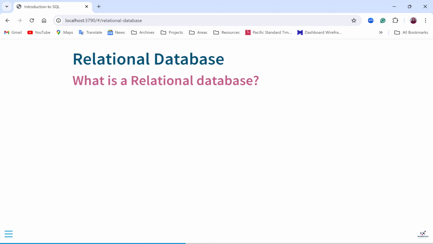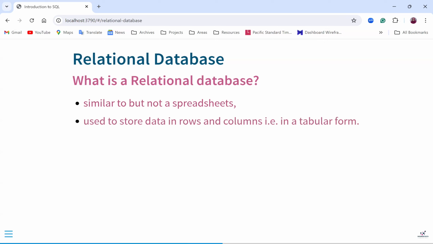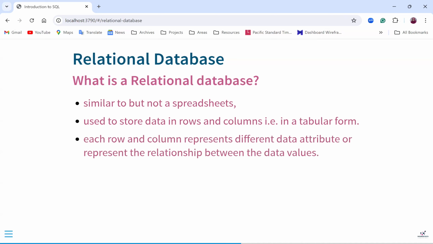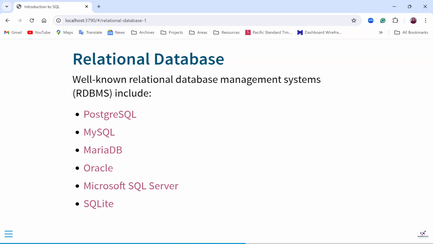Now, let's look at what a relational database is. A relational database is similar, but not a spreadsheet. It is used to store data in rows and columns, that is, in a tabular format. Each row and column represent different data attributes or represent the relationship between data values.